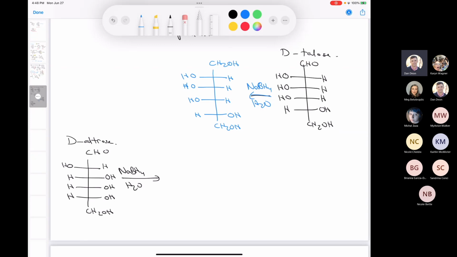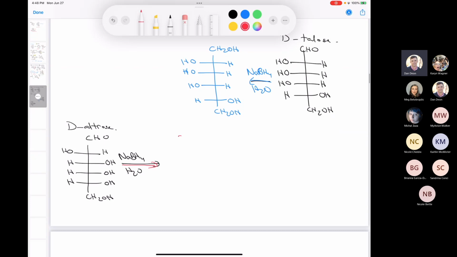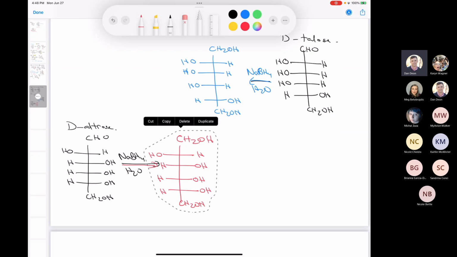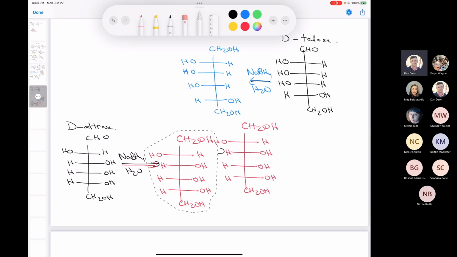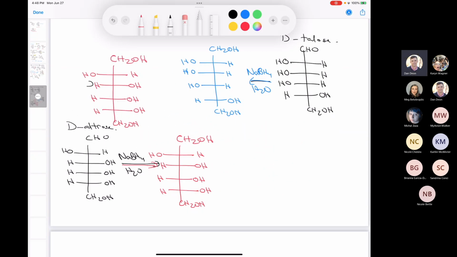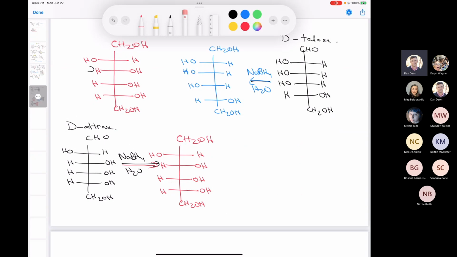Okay, so when we do this, let me use a red pen for this one. We end up with something that looks like this. We reduce the aldehyde to an alcohol, and we have this CH2OH. And now we have a hydroxyl up here, 1, 2, 3 hydroxyls like this. Now this is something I've not been able to figure out how to do, but if you compare the red molecule and the blue molecule, so if I take this and copy it and paste it, what you see is that these two molecules are identical to one another.